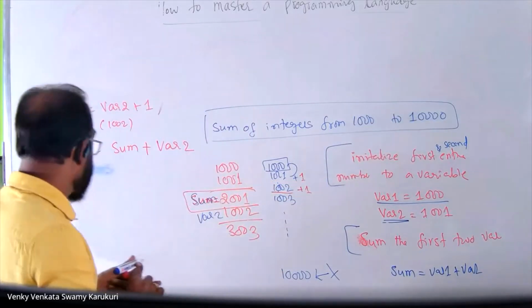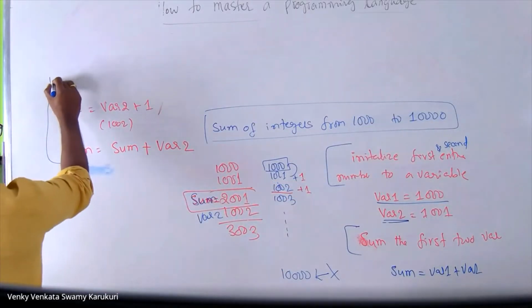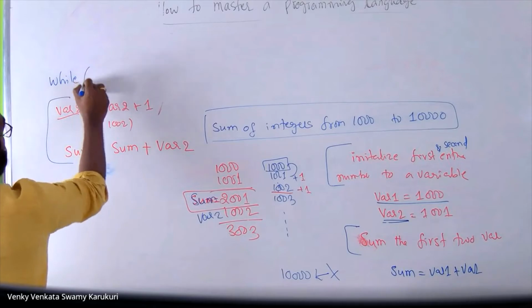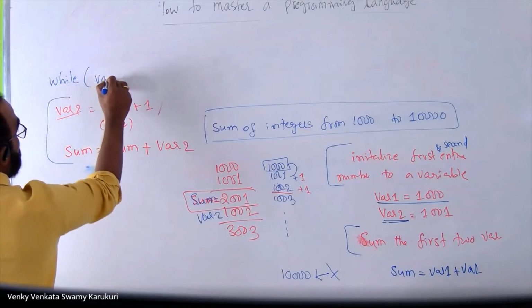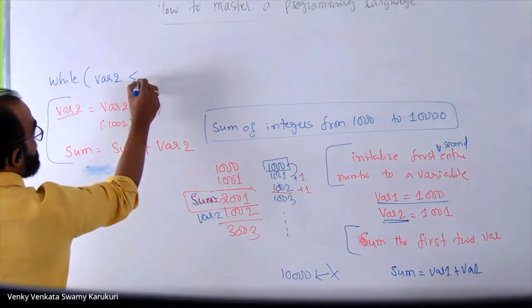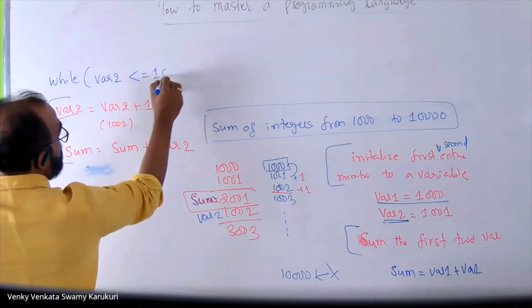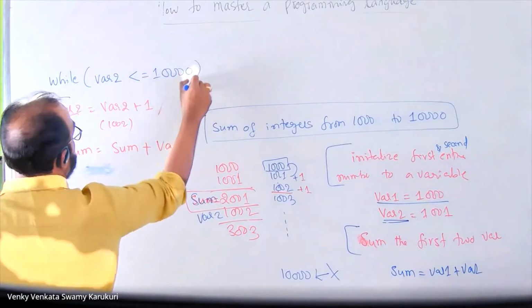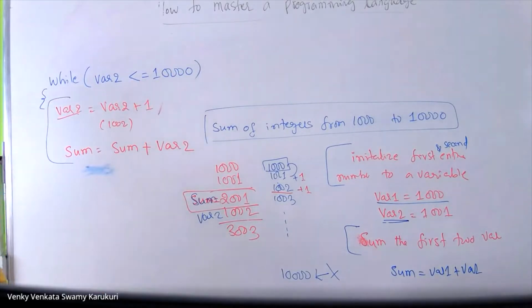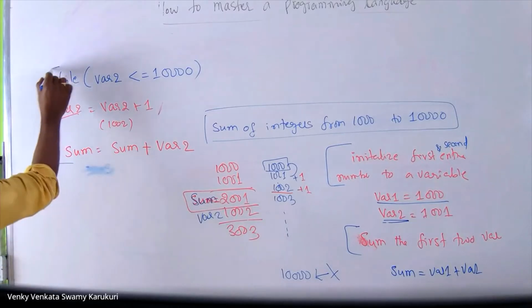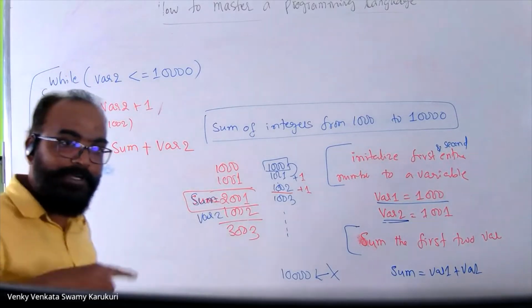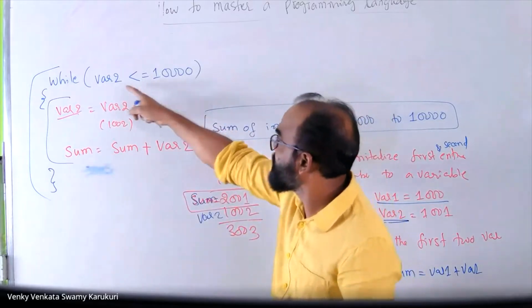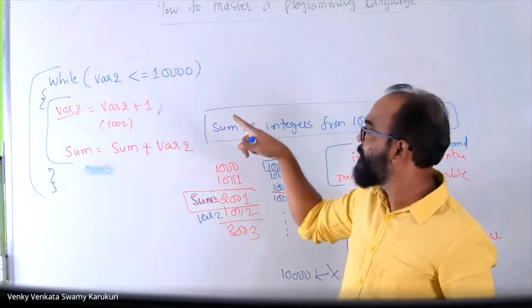That is where loops come in. There is a language construct called loops. So while this variable 2 is less than or equal to 10,000, that's all. This while does the job of repeating again and again.